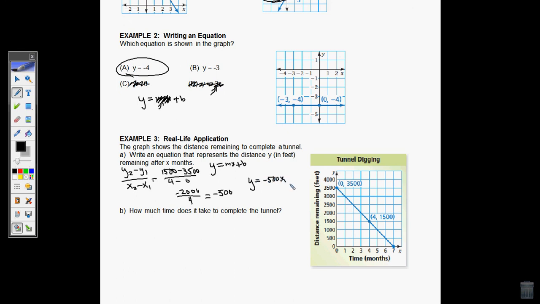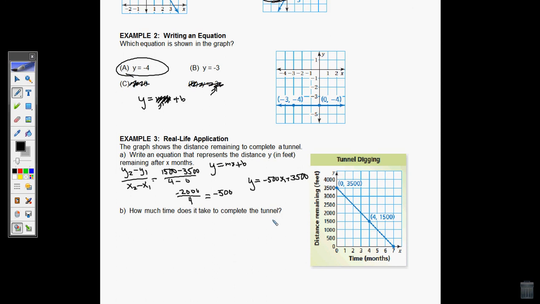Now I need a y-intercept. Looks like I'm actually given the y-intercept right in the beginning. After 0 months, they have 3,500 feet to dig. So that is my y-intercept, 3,500. I have my equation. Fantastic. Now what do I have to do in part B? How much time does it take to complete the tunnel?